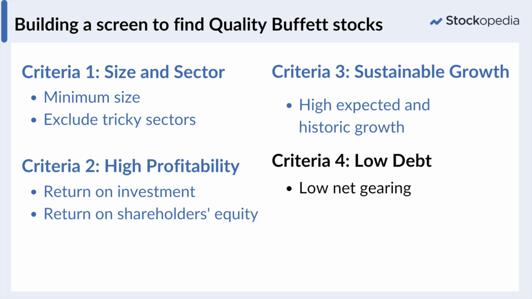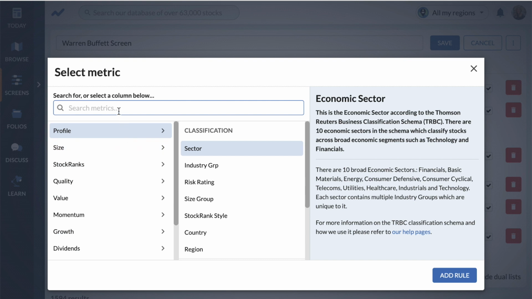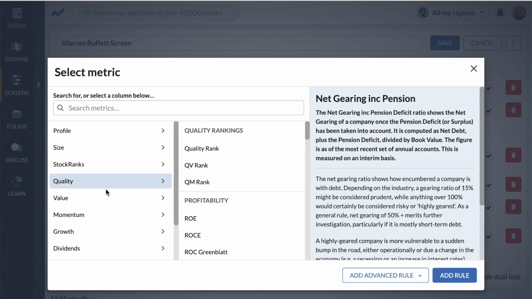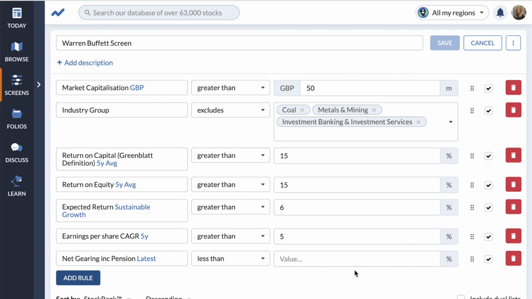Fourth, we acknowledge that Warren Buffett dislikes companies that rely on debt to generate growth. To avoid these stocks, we've screened for companies with a net gearing of less than 60%. We've opted to use the net gearing including pensions figure. The reasons being that if we use a gearing figure based on total liabilities, we might exclude a few too many companies. Remember that screening results are always a starting point for further investigation, not a final selection.